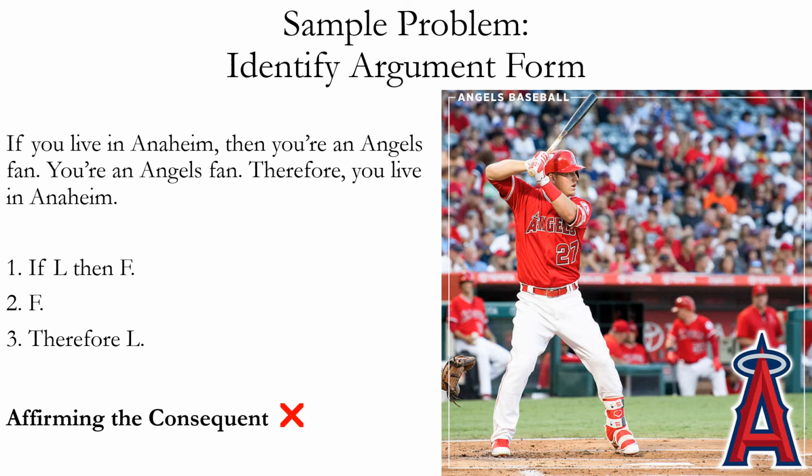So notice that the second premise, F, is the same as the consequent or then clause of the first premise. If L, then F, F, therefore L. If this were modus ponens, it would be if L, then F, L, therefore F. Modus ponens is valid, affirming the consequent is invalid.